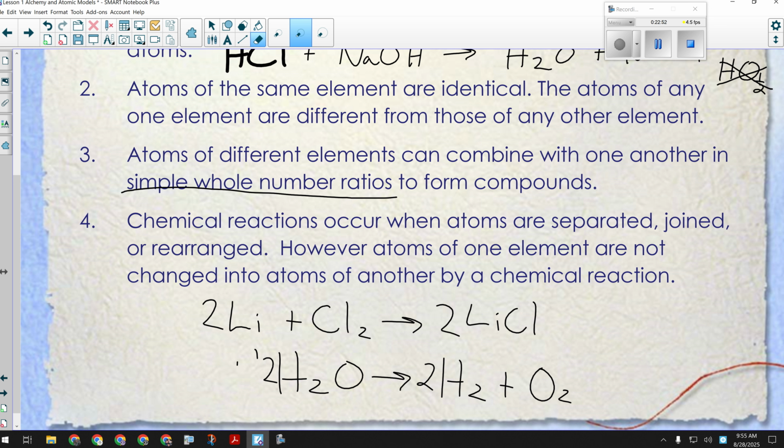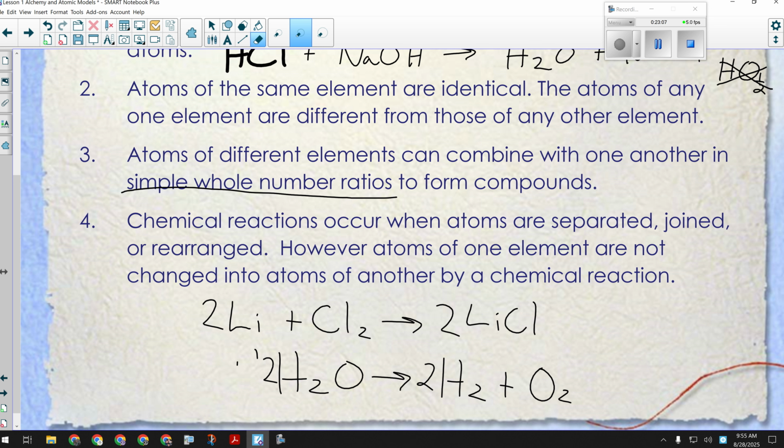In any of these reactions, do I produce new elements? No. I always have the same things on both sides of the arrow. I'm not making anything new. Okay? I might make something that looks new, but it's made of the same things that I started with.